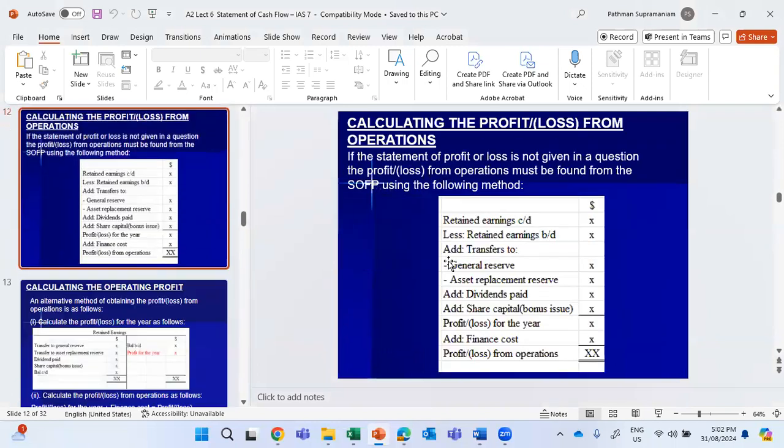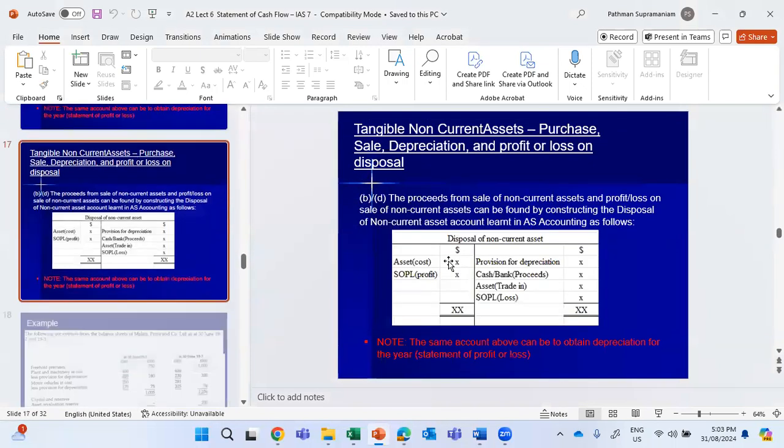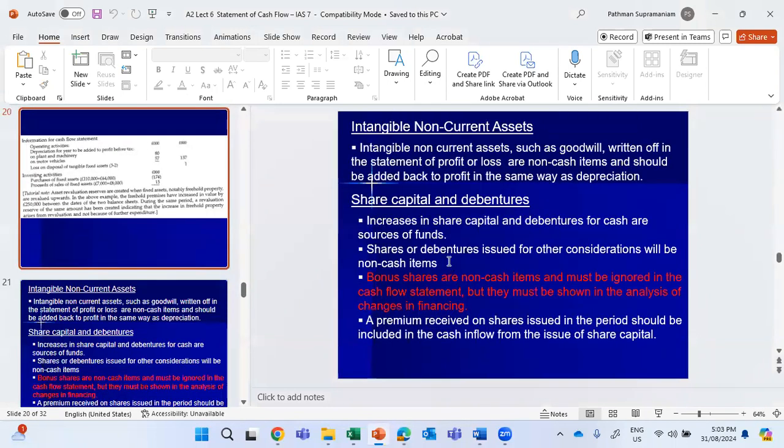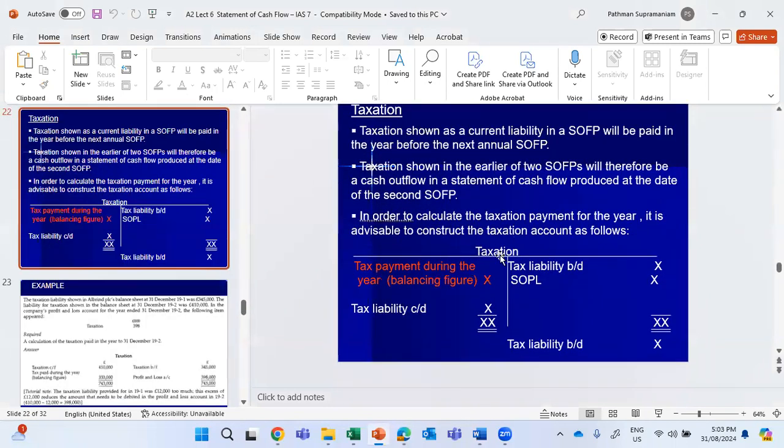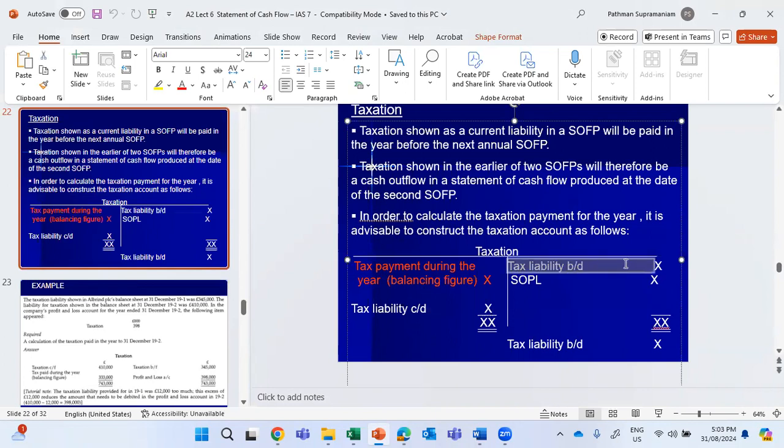Showed you an example here. If you're given 2 years of SOFP, you will see taxation appearing under the current liabilities. So you put in your opening balance, put in your ending balance. This opening balance is last year's SOFP, coming from last year's SOFP. This ending balance is this year's SOFP.